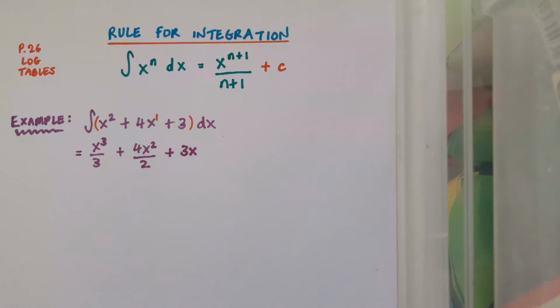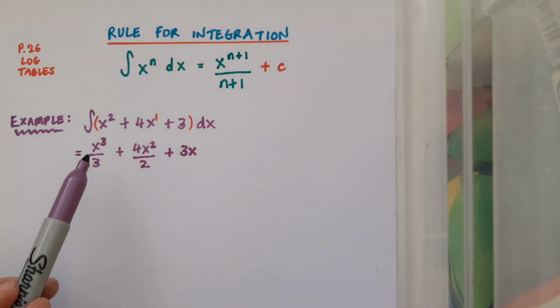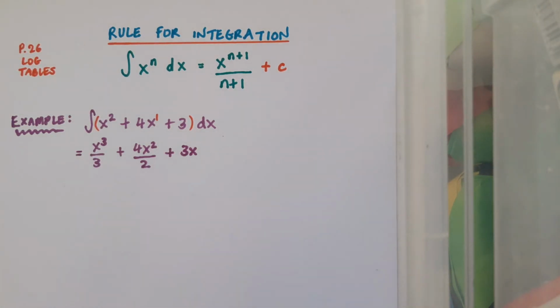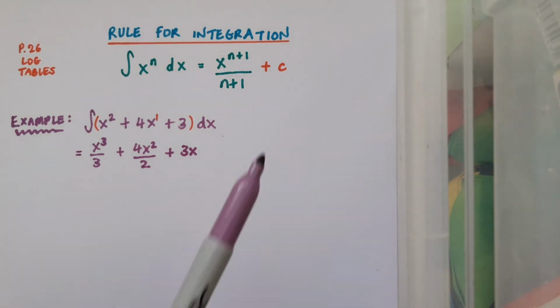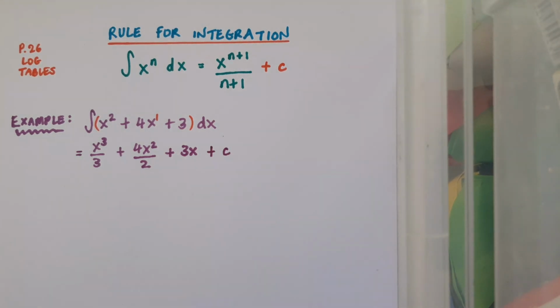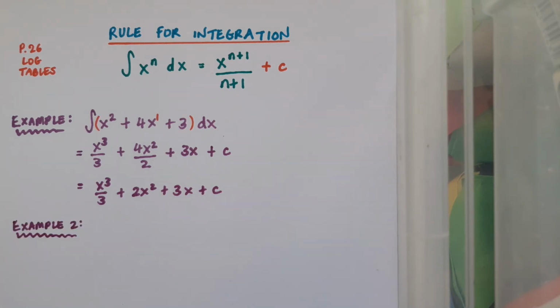I'm nearly there. I have integrated each of the individual terms, but I mustn't forget my constant of integration, my plus c at the end. If I don't have this, my answer isn't completely correct. And I can tidy up a little bit if I like, to get x cubed plus 2x squared plus 3x plus c. Okay, let's look at a second example.